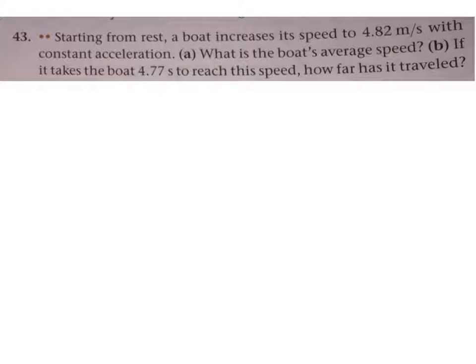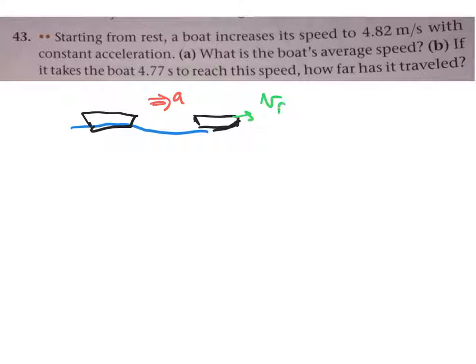So the first way that occurs to me is, as always, we draw a sketch. So this is our boat. And then the boat accelerates over. So the boat was at rest. It has some acceleration going this way, which I don't know, it wasn't given to us. And it has some final velocity, which is 4.82 meters per second. And we know that it had times which were t equals 0 here, and t equals 4.77 seconds at the end.